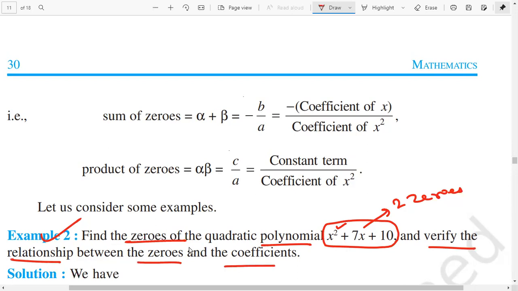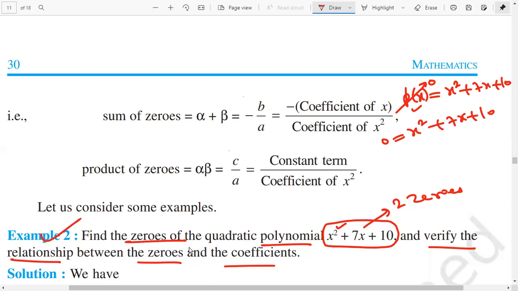So simply now we can write p(x) is equal to x square plus 7x plus 10, and then we can assume this p(x) as 0, because we have the definition that zeros are x values for which p(x) is 0. Zeros are x values for which the polynomial value is 0. So we got this equation 0 equal to x square plus 7x plus 10.